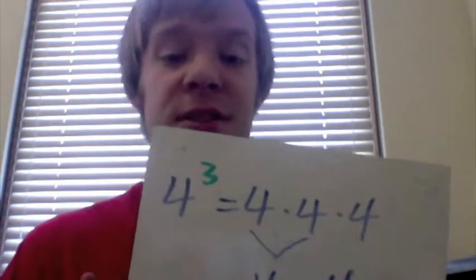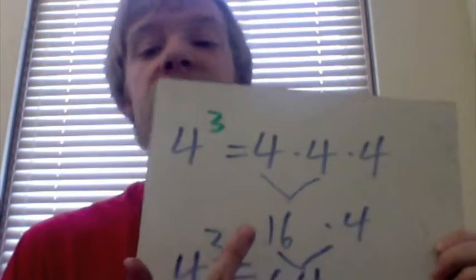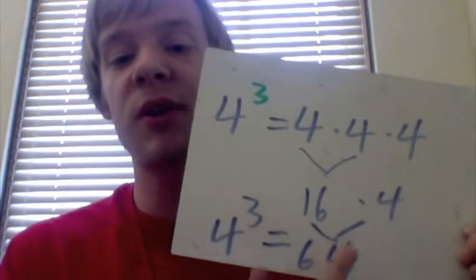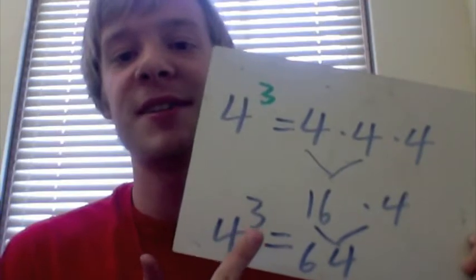Now, if we're calculating this, real simply, all we have to do is 4 times 4 for starters, that gives us 16. And now we have 16 times 4, and that gives us 64. So 4 to the power of 3 is 64.